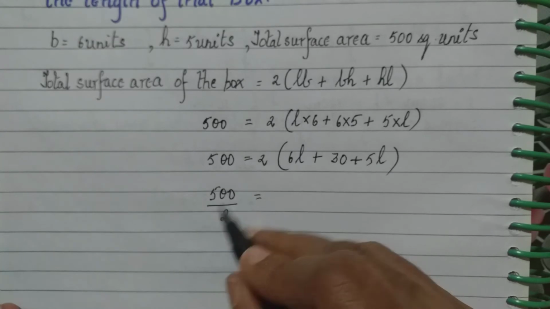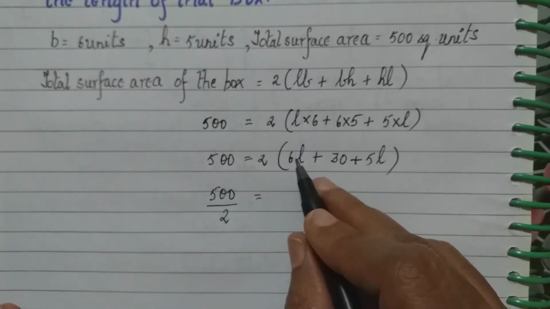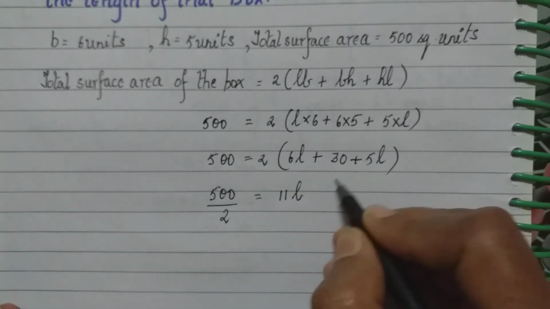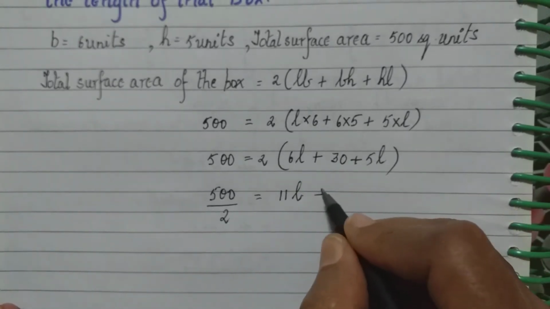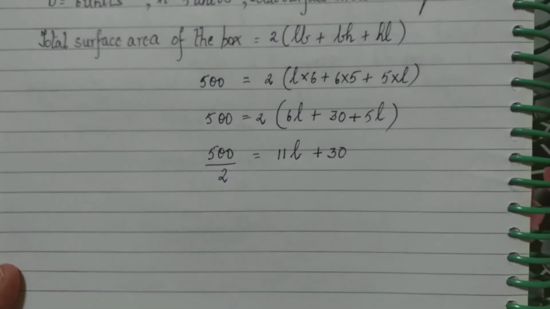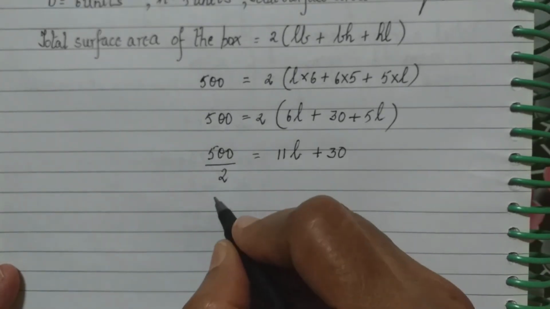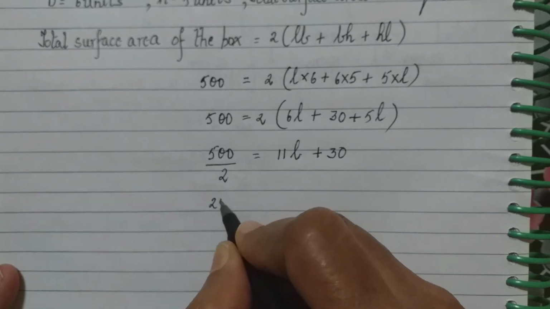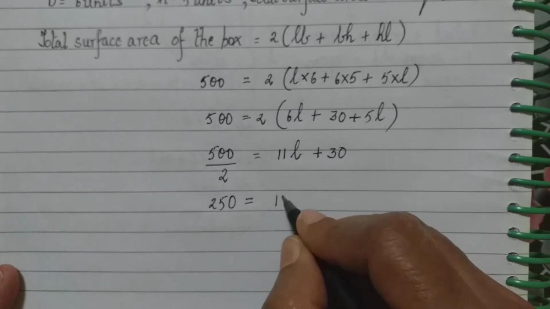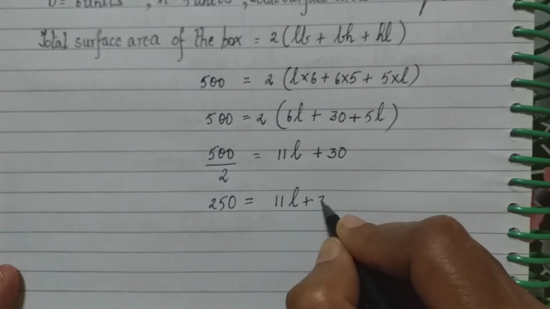Now since 2 is taken on the other side, now we don't have the brackets. 6L plus 5L will be 11L plus this 30. Now while dividing, 2 goes in 500 or half of 500 is 250 is equal to 11L plus 30.